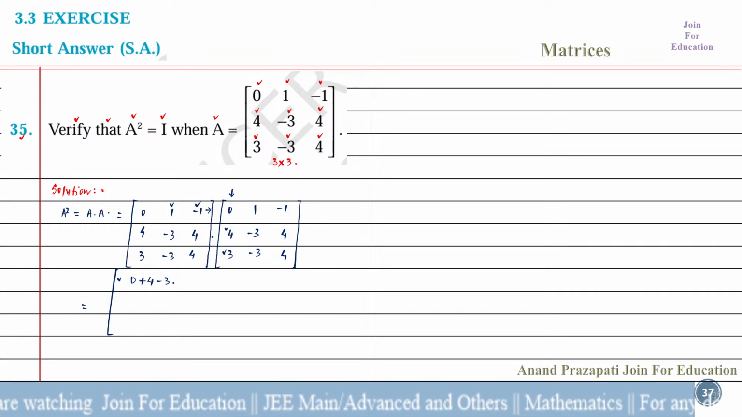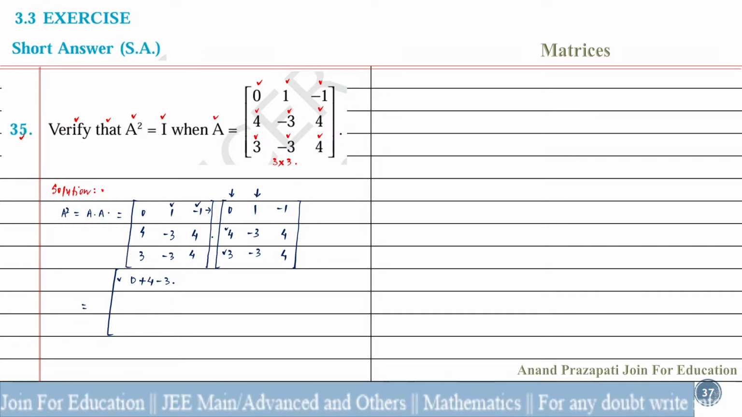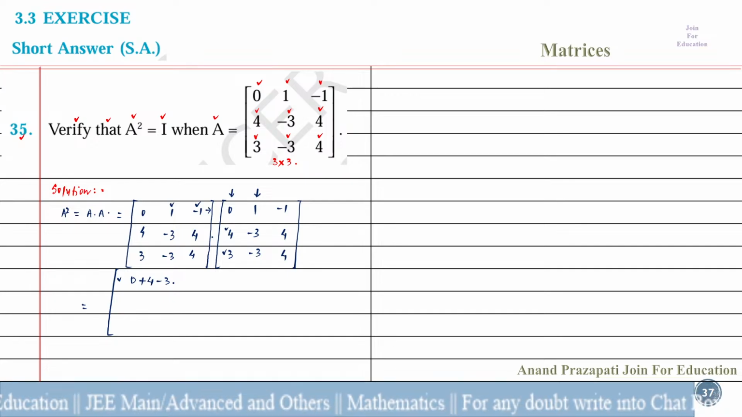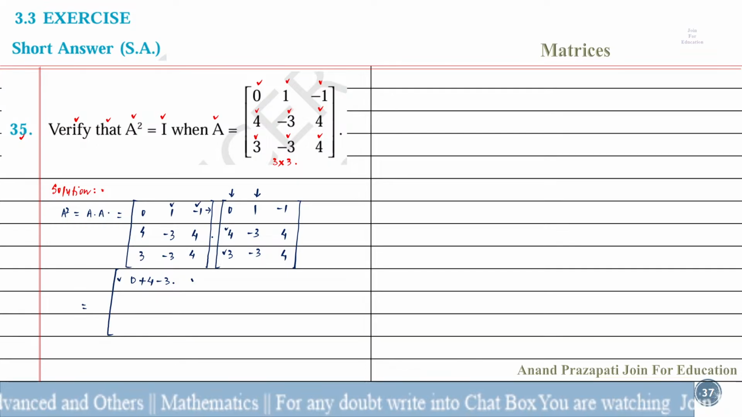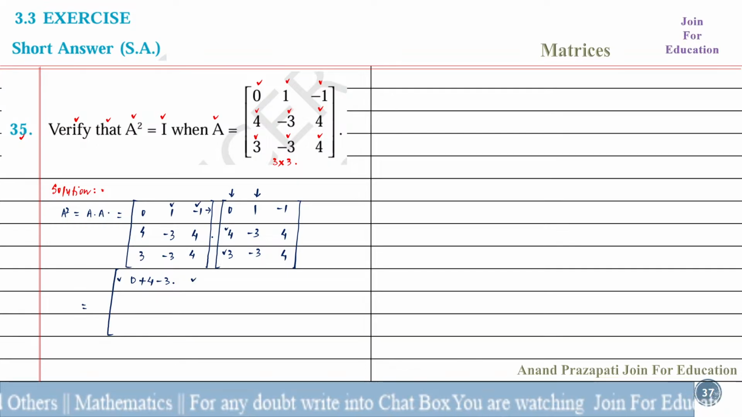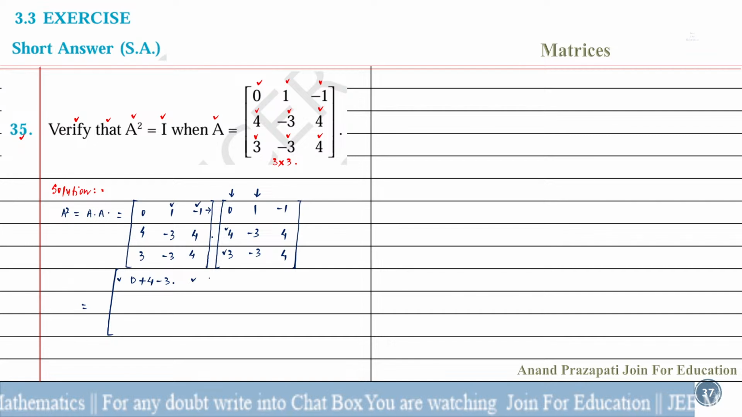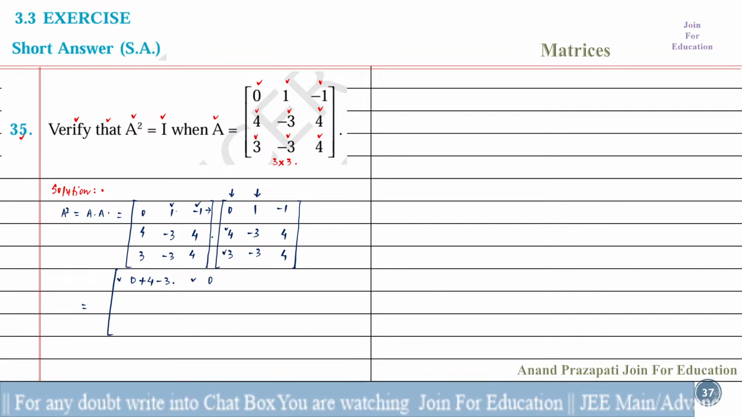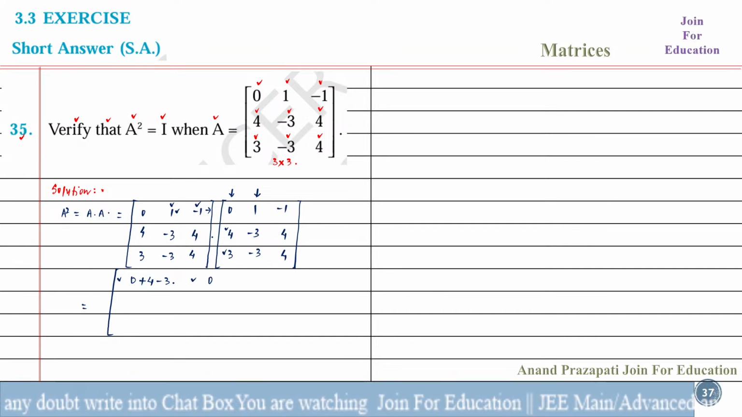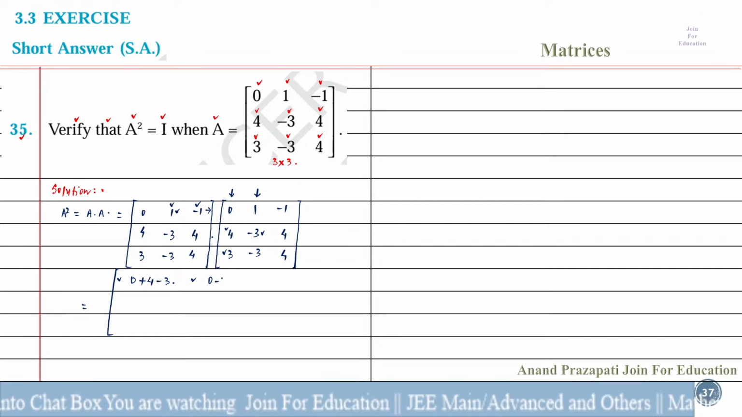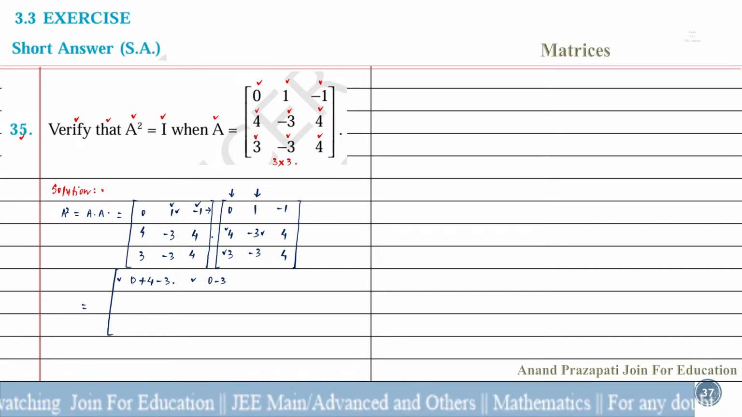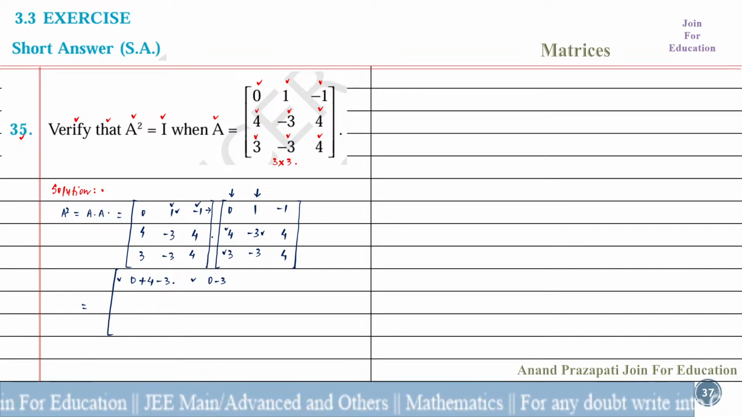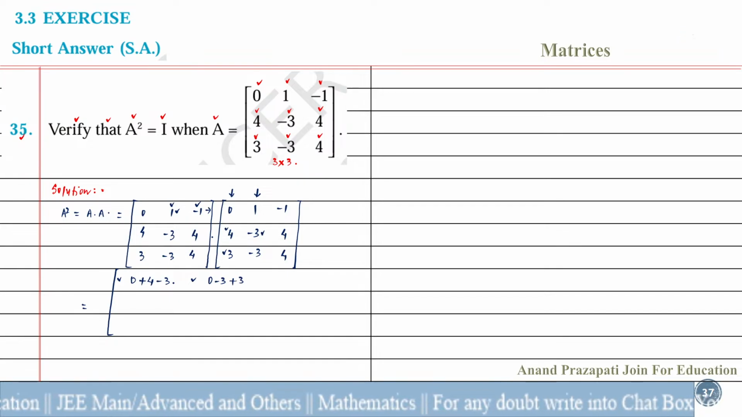First row along second column, we multiply corresponding elements to get the second element of the first row. Then 0 into 1 equal to 0, 1 into minus 3 equal to minus 3, and minus 1 into minus 3 equal to, we write down here, plus 3.